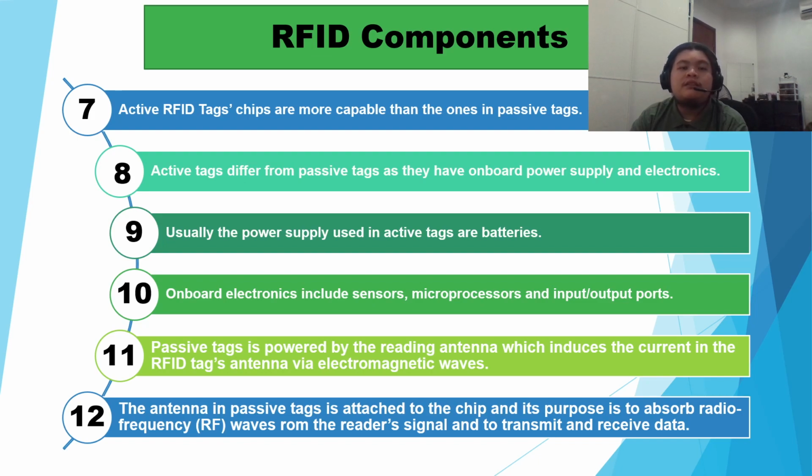Passive tags are powered by the reading antenna, which induces current in the RFID tag's antenna via electromagnetic waves. The antenna in passive tags is attached to the chip and its purpose is to absorb radio frequency (RF) waves from the reader signal and to transmit and receive data.